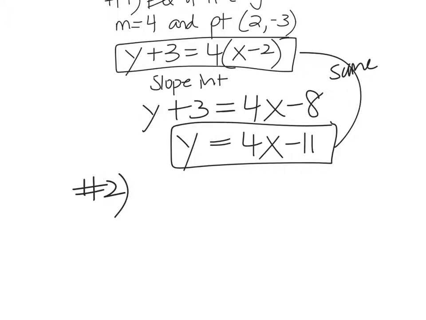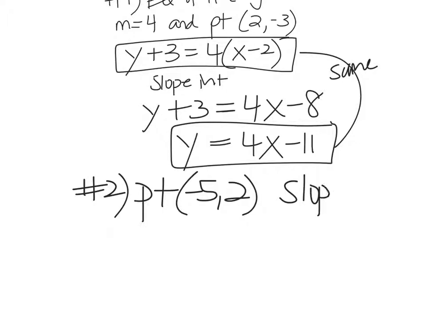You want to try one now? Or not yet? You want me to do another one with you? Another one. Okay. Let's say now that our point is -5, 2. And the slope this time is 3/5. Ew. I gave it a fraction.